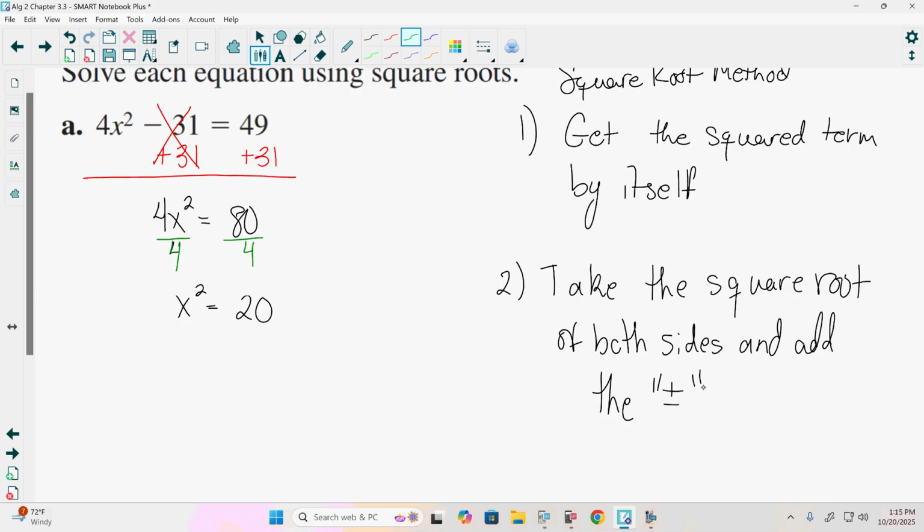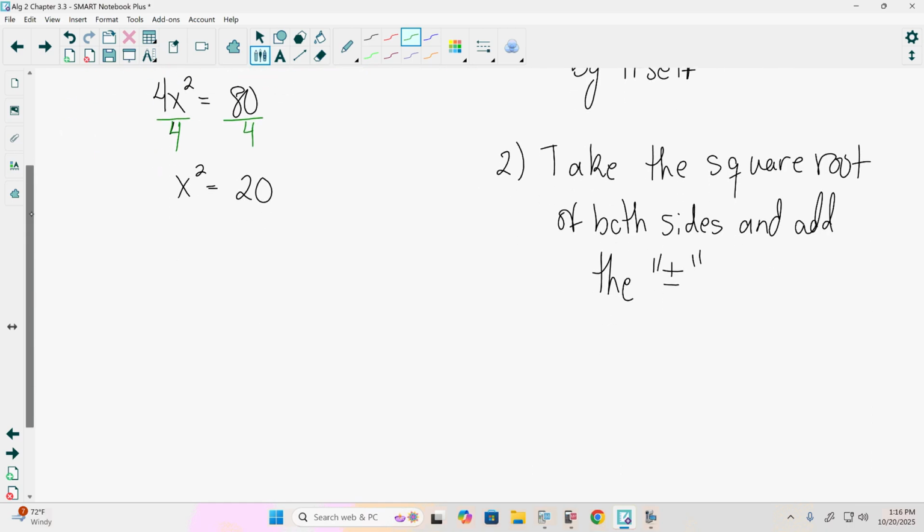Now our next step, and this is why we call it the square root method, is we're going to take the square root of both sides and put a plus or minus next to our number. So when we look at this, we need to take the square root of our x squared, and we need to take the square root of 20. We need to take the square root of both sides.